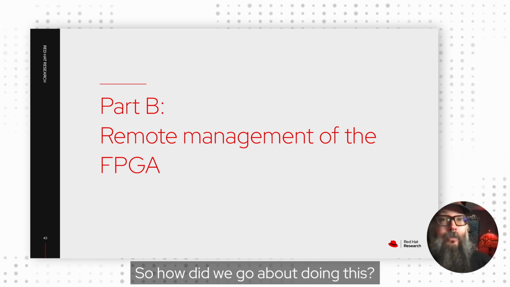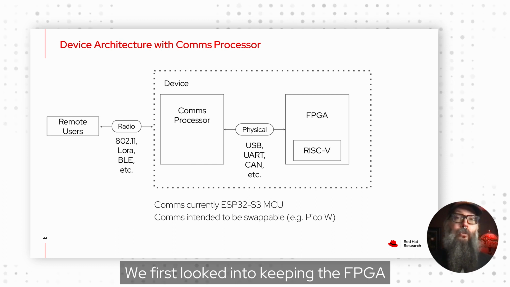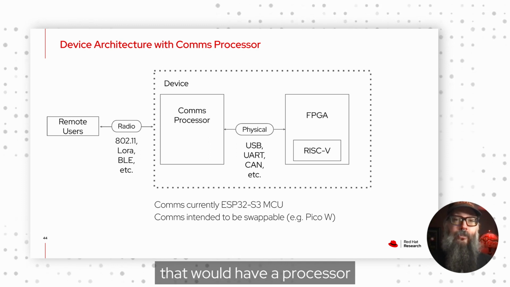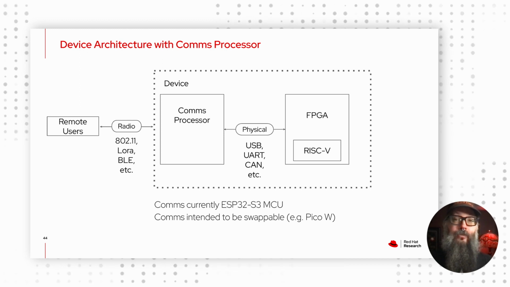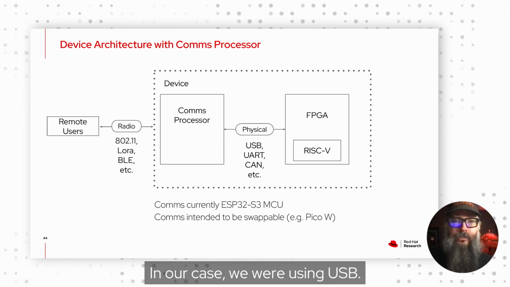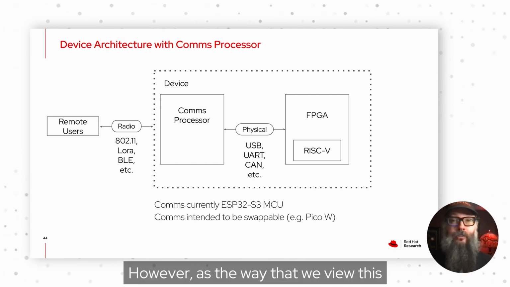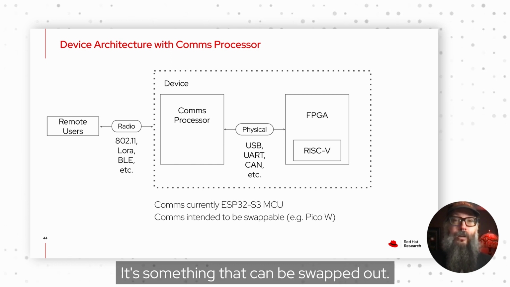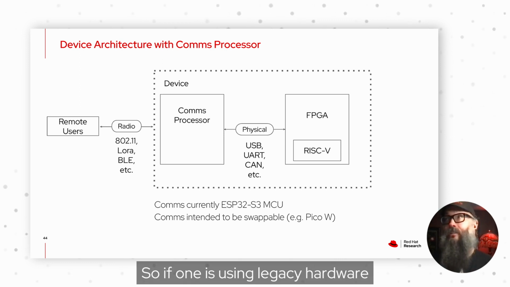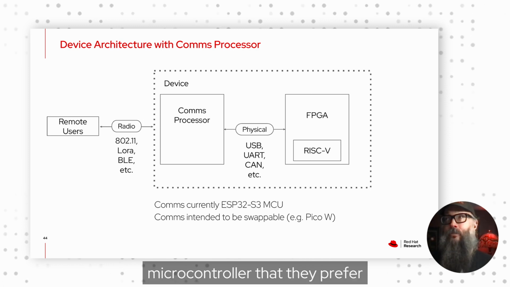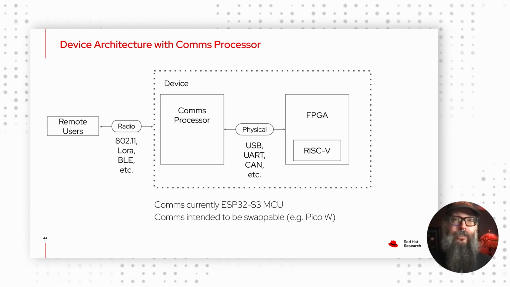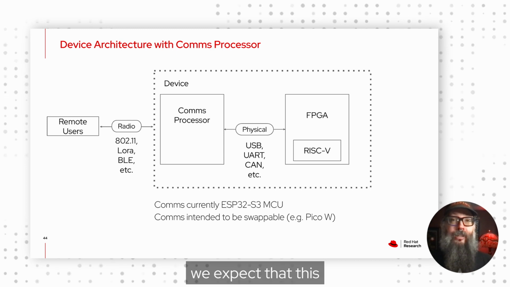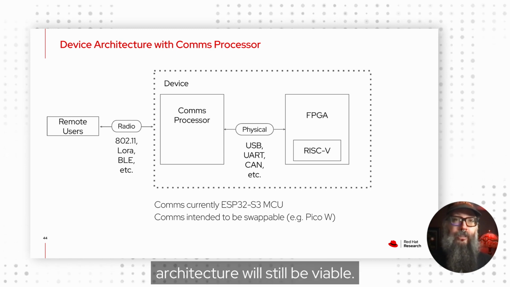So how did we go about doing this? We first looked into keeping the FPGA as a standalone device with a processor, which we called the communications processor, attached to it via a physical connection. In our case, we were using USB. However, the way we view this is that the comms processor is a drop-in. It's something that can be swapped out. So if one is using legacy hardware, or has a microcontroller they prefer for whatever other features it carries, as long as it has a way to communicate with the FPGA, perhaps over UART or CAN bus, we expect that this architecture will still be viable.